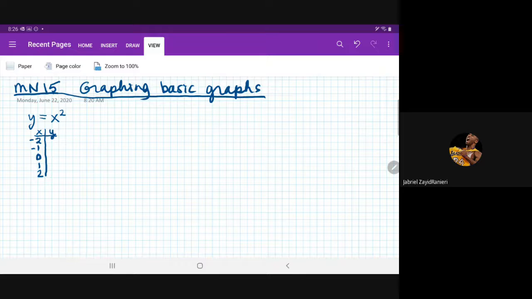Okay, so we're going to start with the table of values. So y equals x squared is the most popular graph in Algebra 1 and Algebra 2, besides lines. And lines we're going to start at 9:30 when we get back.